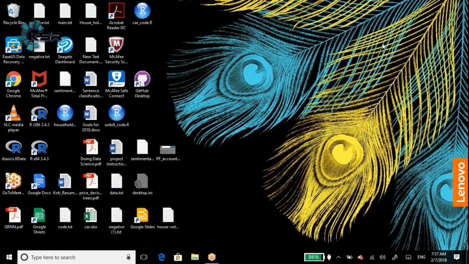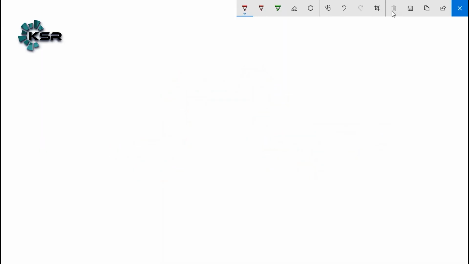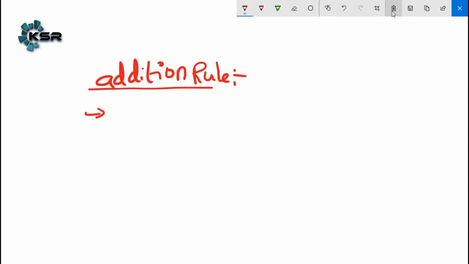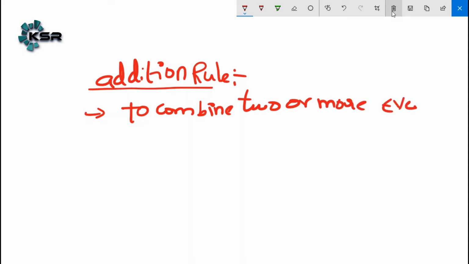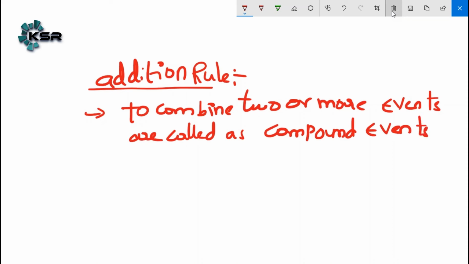Now let's have a discussion about the addition rule. Addition rule means to combine two or more events. To combine two or more events is called compound events. But ideally we generally consider two events in the addition rule. We cannot consider more than two events.